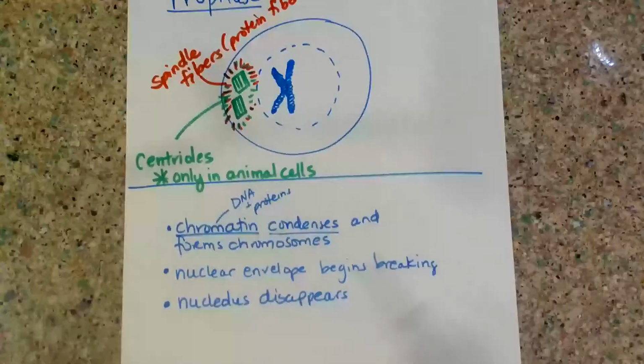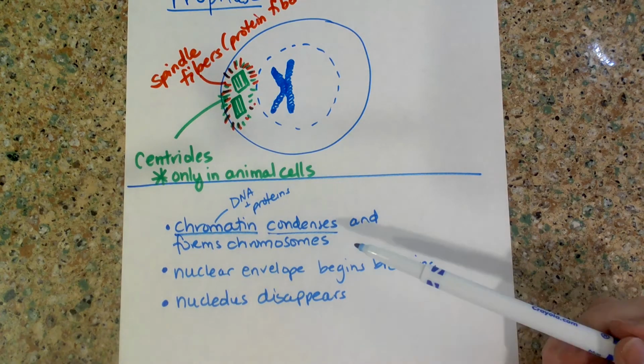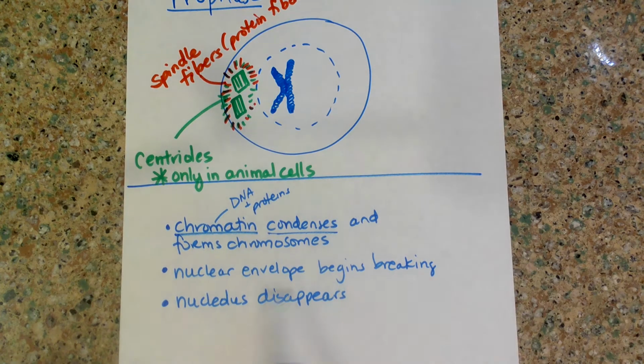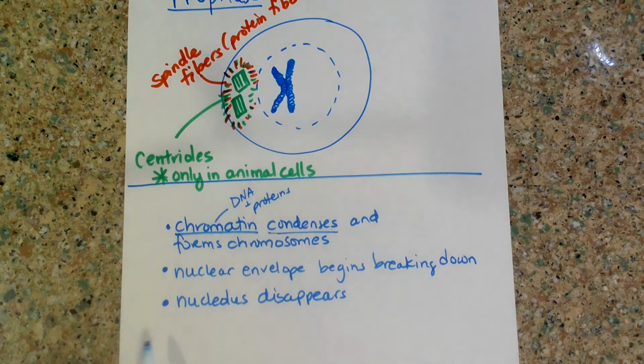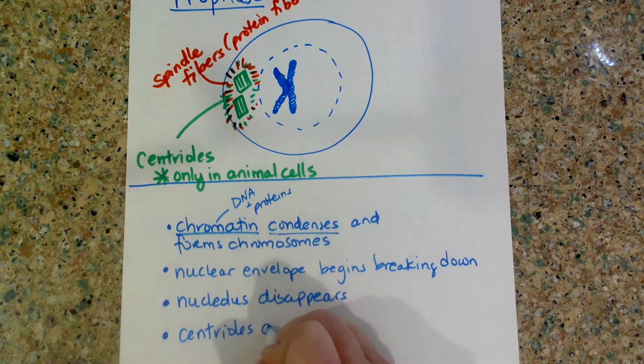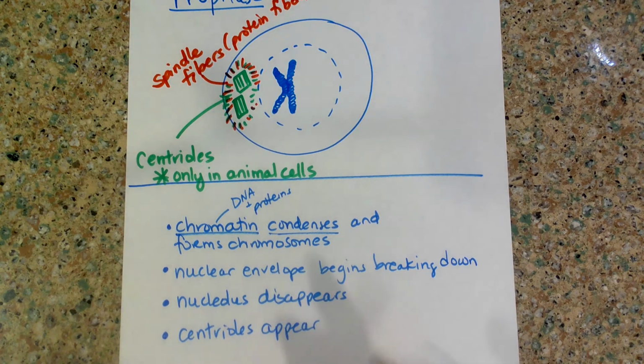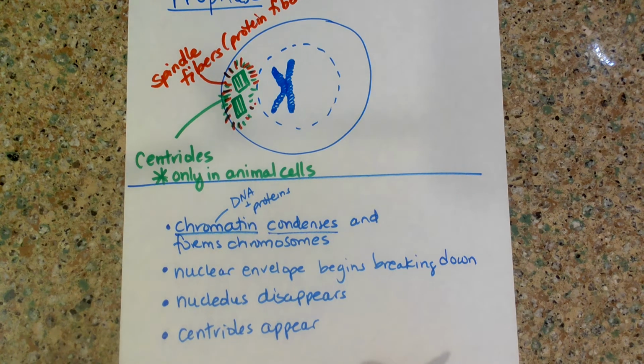So prophase, we have chromatin condensing and forming chromosomes. The nuclear envelope begins breaking down. Excuse me. The nucleolus disappears. The centrioles appear. Okay. And we are in our first phases of what's going on.